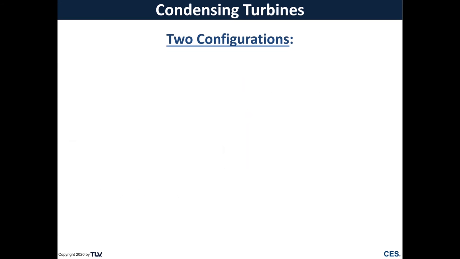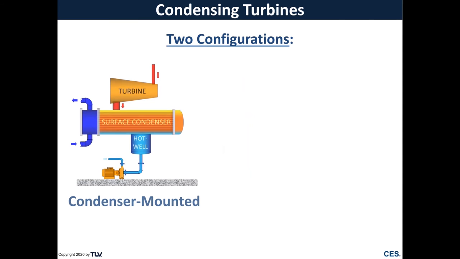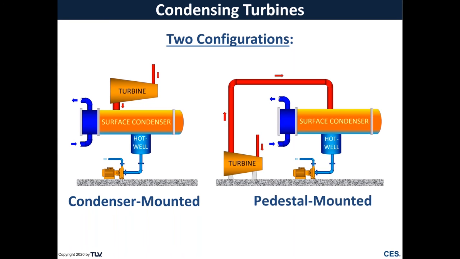Now, there are basically two types of condensing turbine configurations. Those which are mounted directly on top of the surface condenser, where there is no interconnecting piping between the two, and those which are at or near ground level off to the side of the condenser. Because the turbine casing in this arrangement is usually at a low point relative to the steam flow, the turbine casing must be drained of condensate.